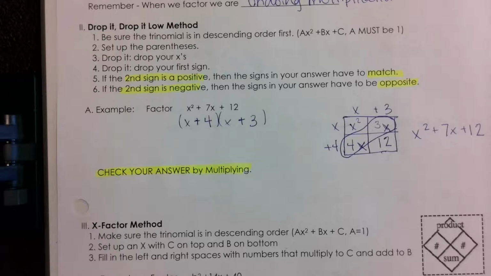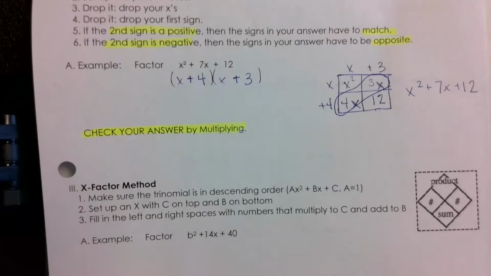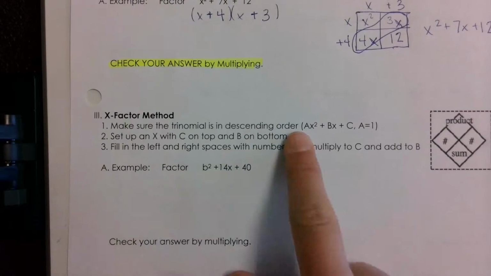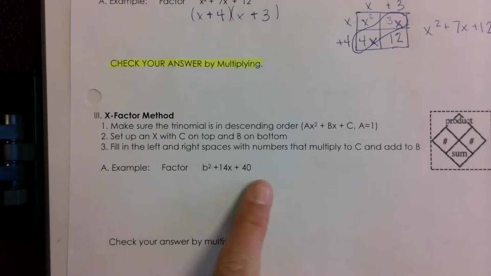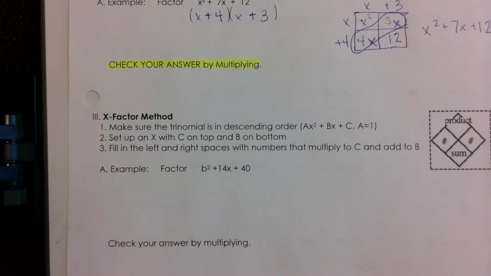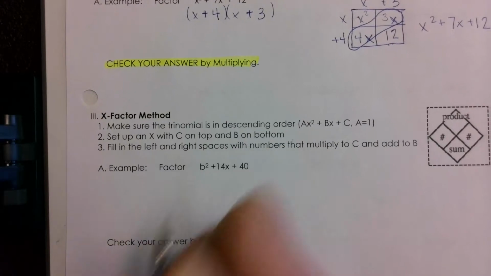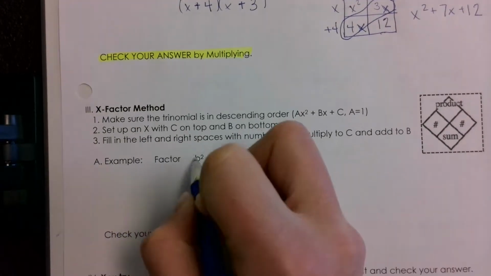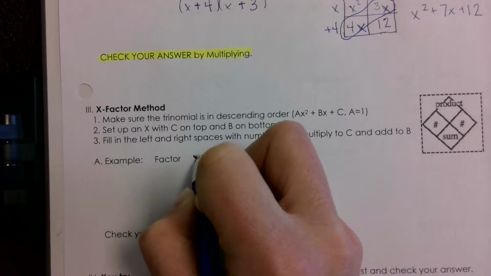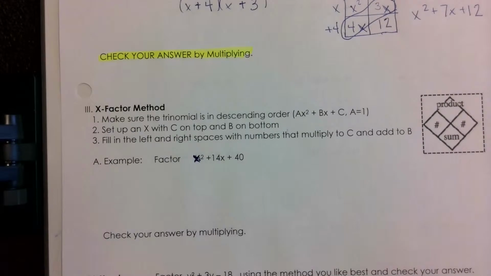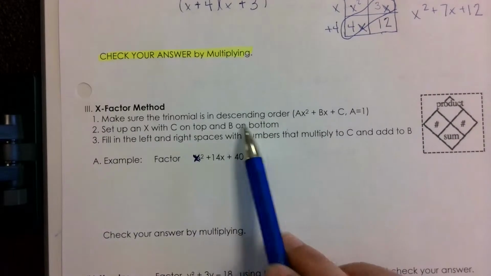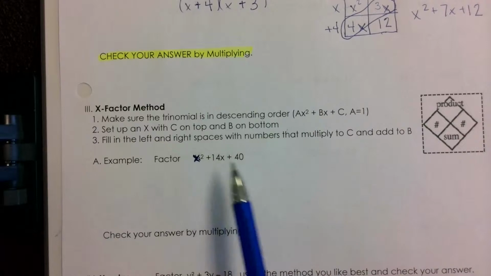The second way to do this is X factor. But like I said, we'll do both, and you can do whichever one you like best. So still for X factor, you got to make sure that you're in descending order. So we're going to work with this example right here. Let's change these to the same variable, though. Do y'all want X's or B's? X. Okay, so we're going to change that B squared to an X squared. So you got to be in descending order. So you got X squared, X, and then your constant. So we're good there.